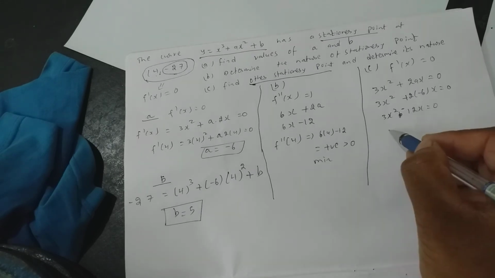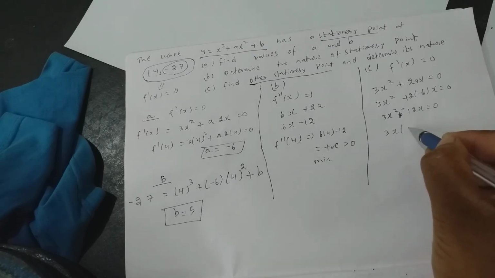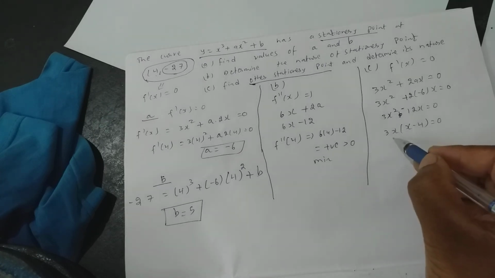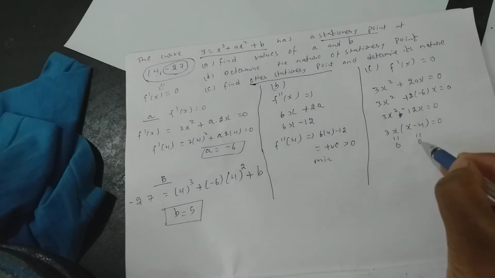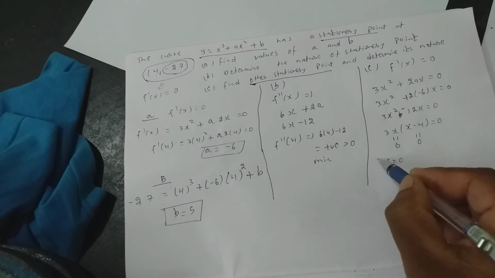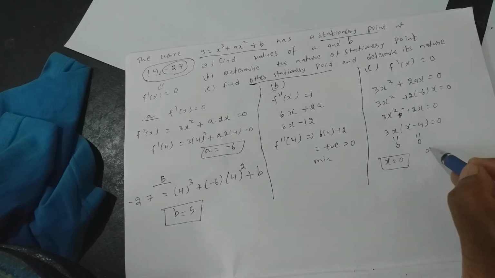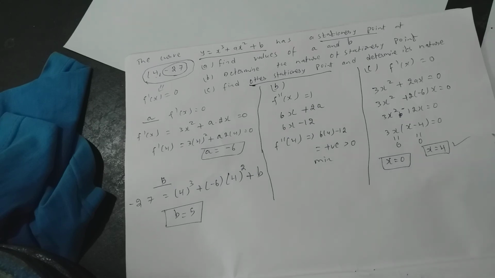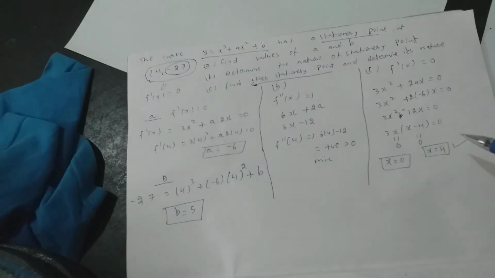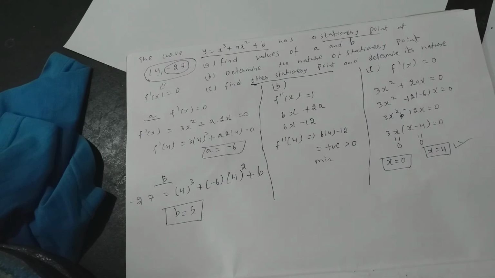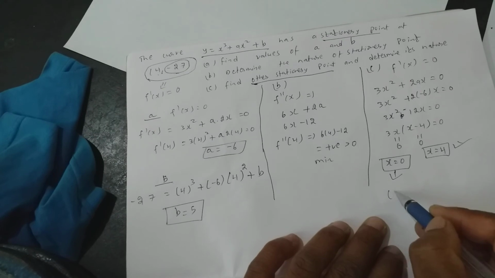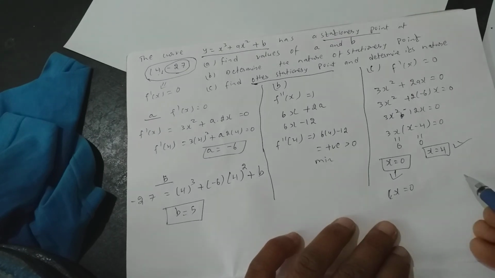So what are the x values that I get here? Take 3x common. X minus 4 equal to 0. So either this equal to 0 or this equal to 0. When this is equal to 0, x equal to 0 I get. When this bracket equal to 0, I get x value to be 4, which is already given as the stationary point. That means the other stationary point is when x equal to 0. He is not asking me the coordinates, so leave it.